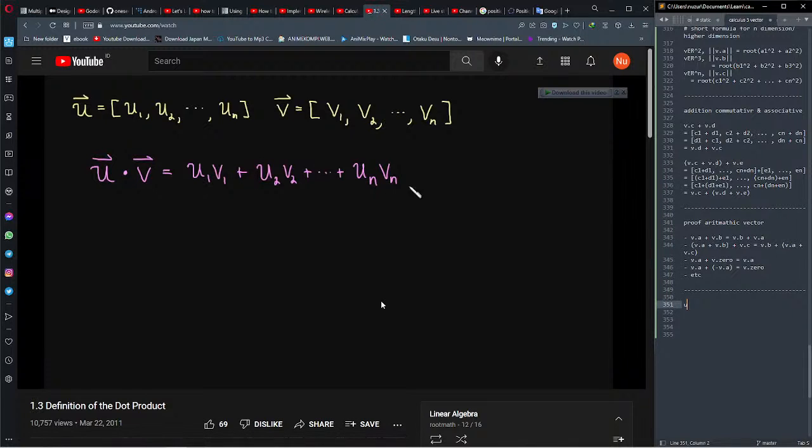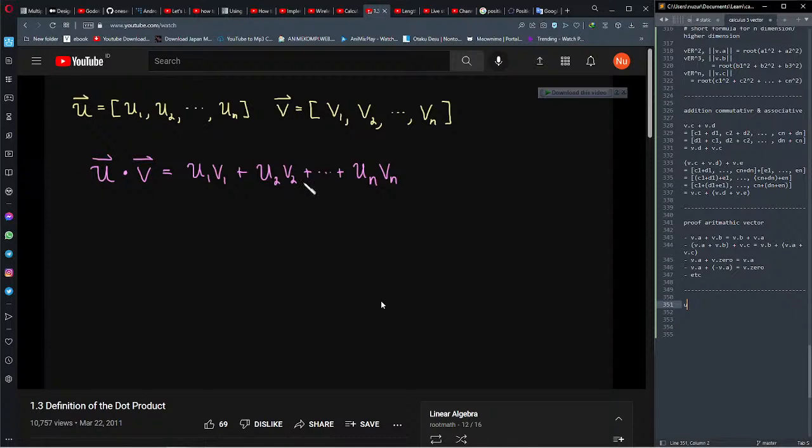What kind of object is this? It's a number. These two things are numbers. When we multiply them, we just get a real number plus another real number all the way across. When we add all these up, that's just a single number. So you multiply two vectors and you just get a number out. You don't even get a vector back when you multiply two vectors with a dot product.